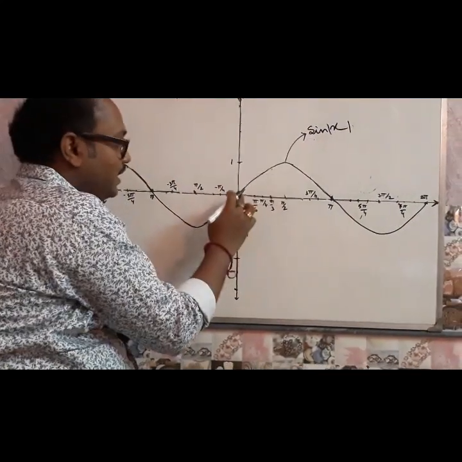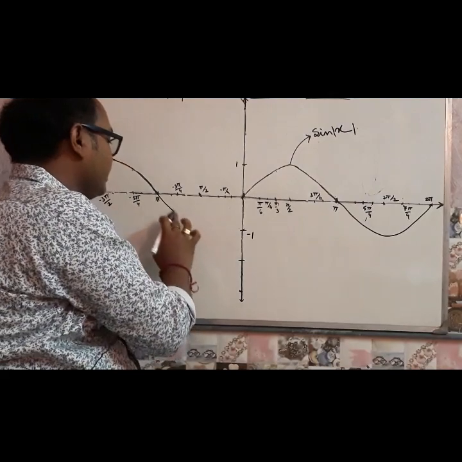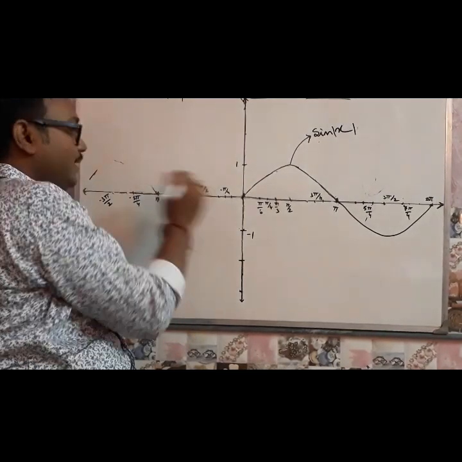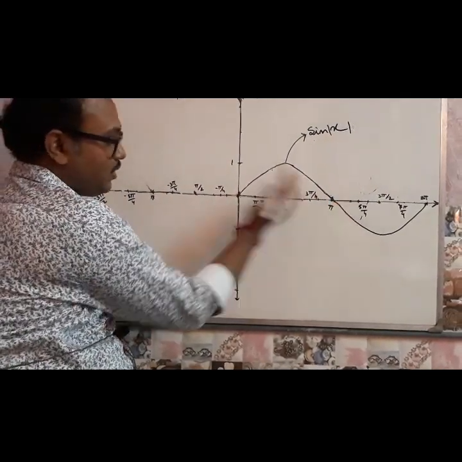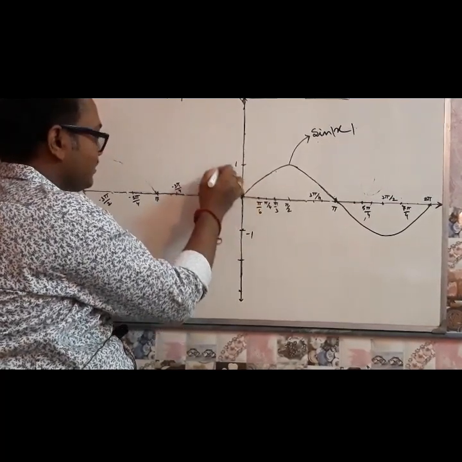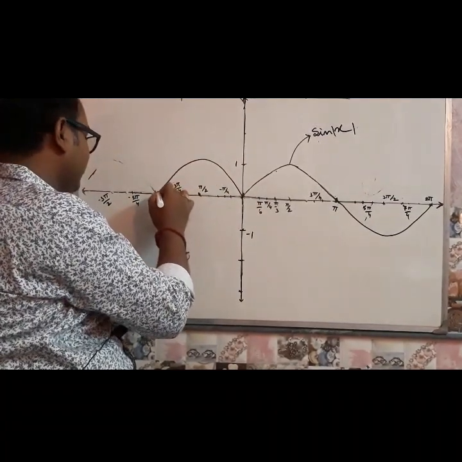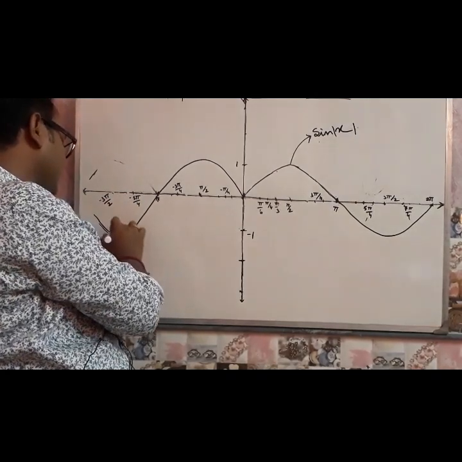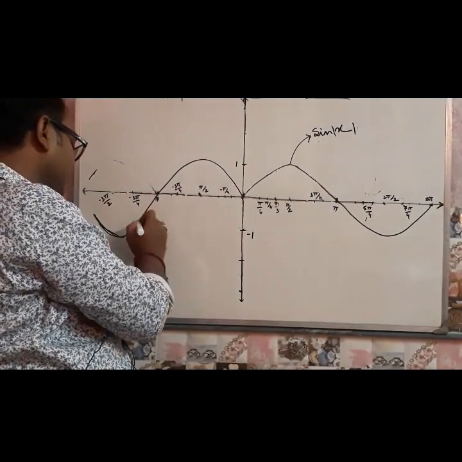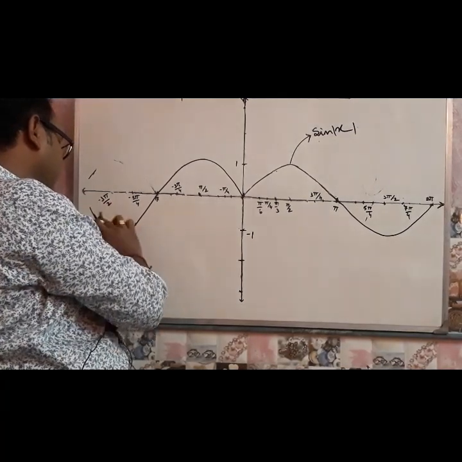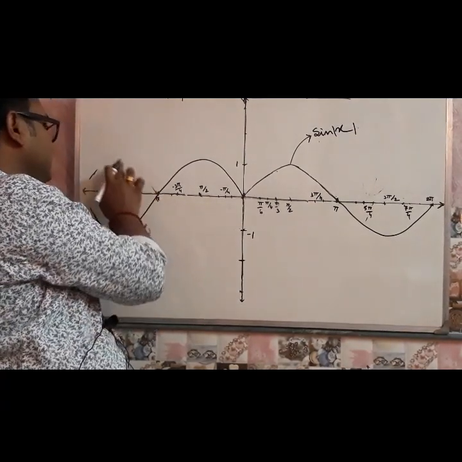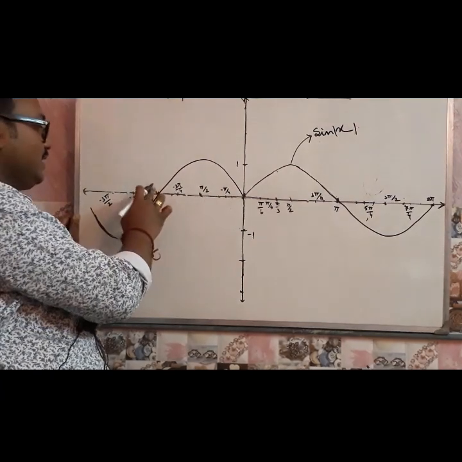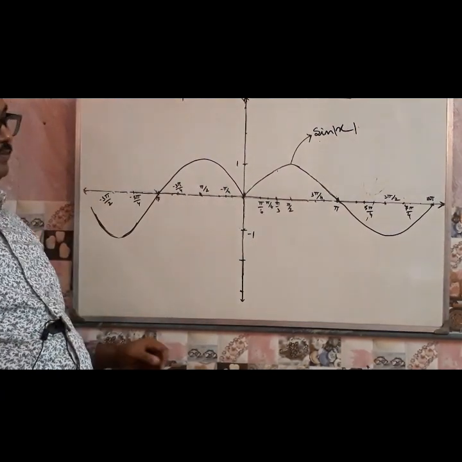Then what will be the graph of sin mod x, it will be like reflection of this one. That means it will be like this. Understood? This will be the graph of sin mod x.